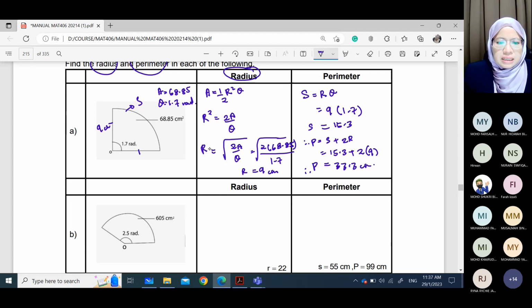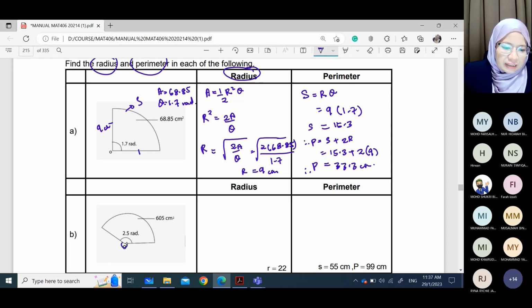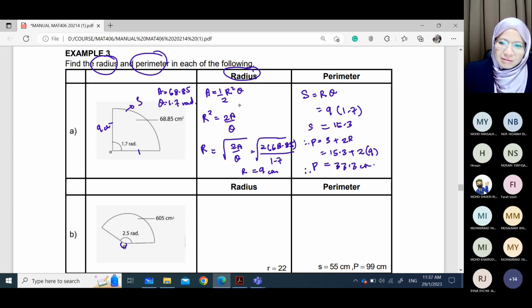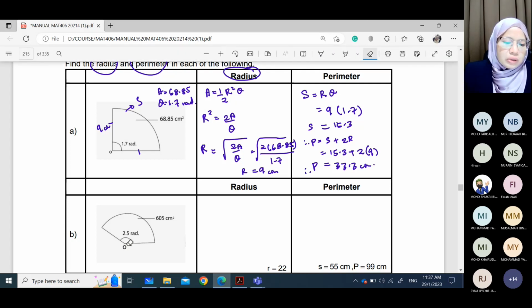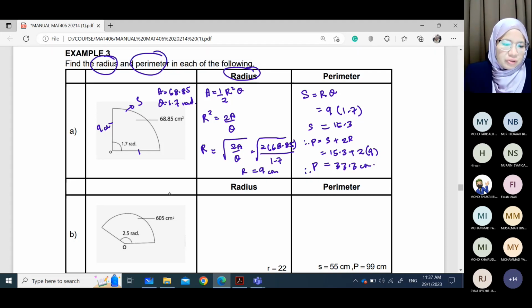So radius is the square root of 2A over theta, where A is the area. The area has been given to us, and theta has also been given to us. So kalau dia bagi theta, dia bagi angle kat bawah ni, tak ada kaitan kan? Jadi you kena cari yang atas ni. Dan soalan untuk trigonometry ni dia boleh bagi berbagai-bagai soalan. Kadang dia suruh cari yang ini tapi angle yang ni tak bagi. Dia bagi angle yang kat sini. So kita kena cari angle yang atas ni.